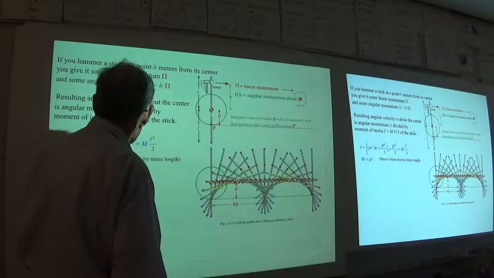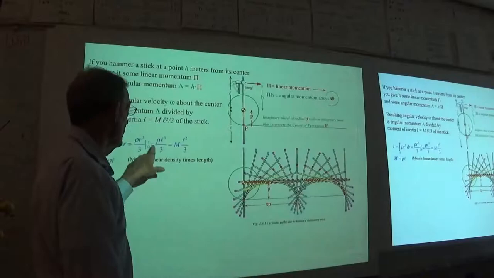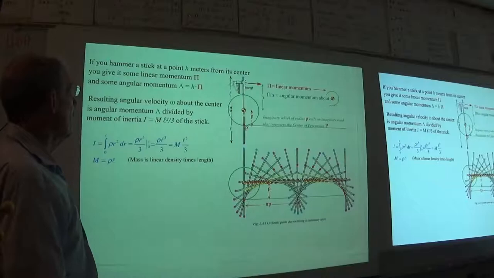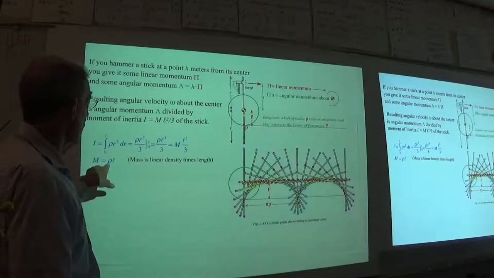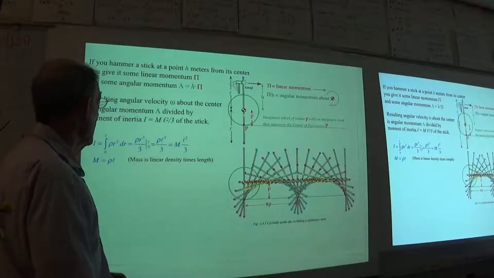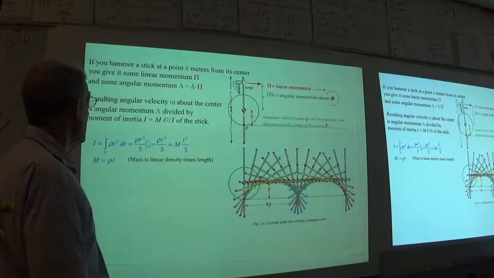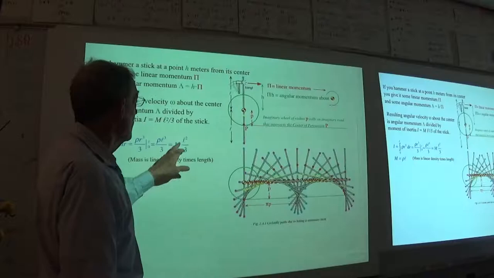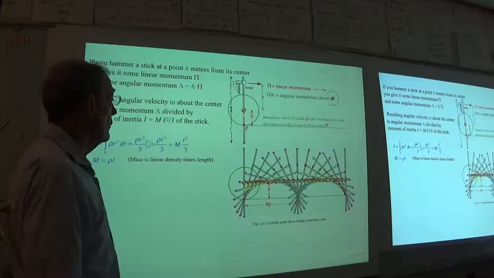We're measuring a linear density with the letter rho. Usually that's reserved for volume density, but here it's linear density. So the mass of this thing is just the linear density times its total length. And we're producing the inertia by taking an integral. So we get that expression right there, inertia, m l squared over 3.